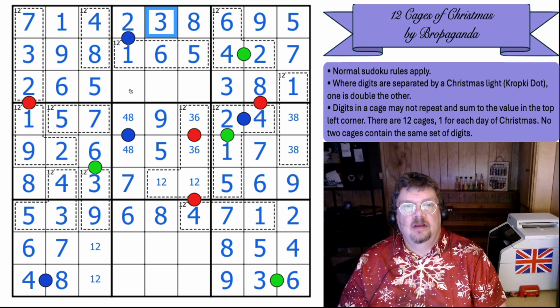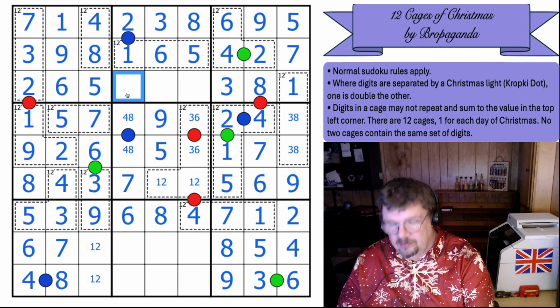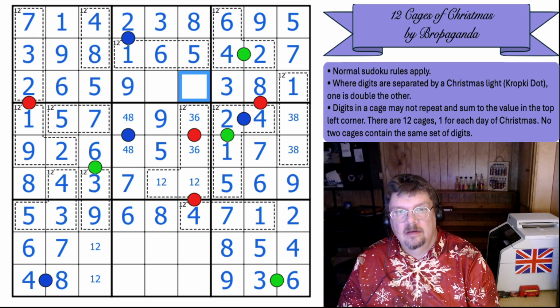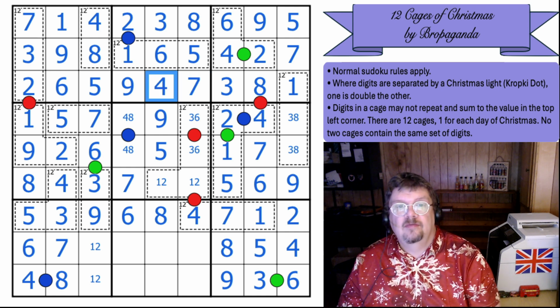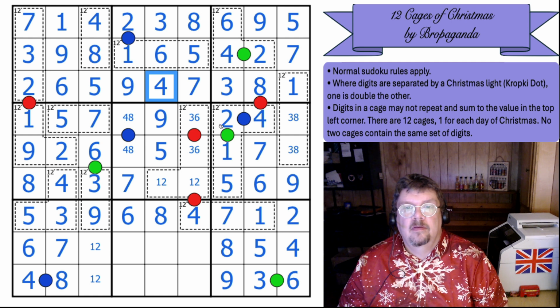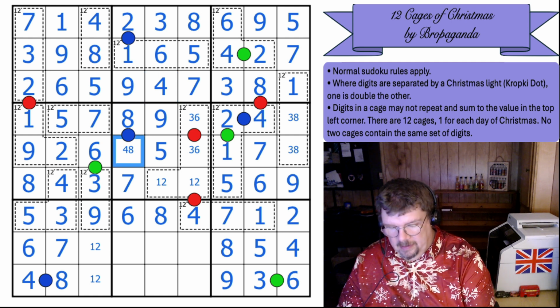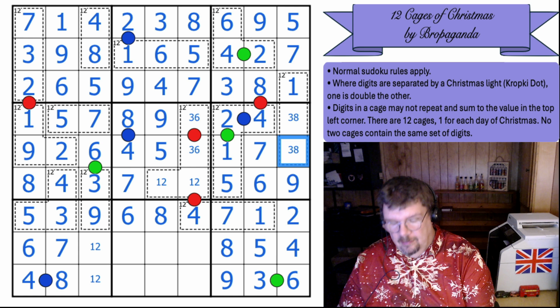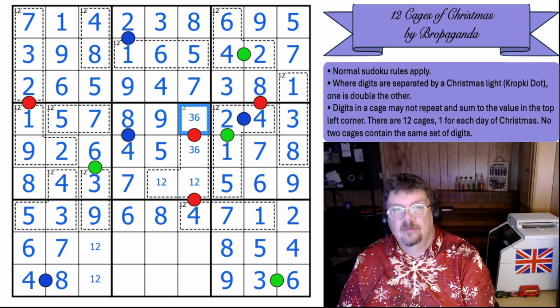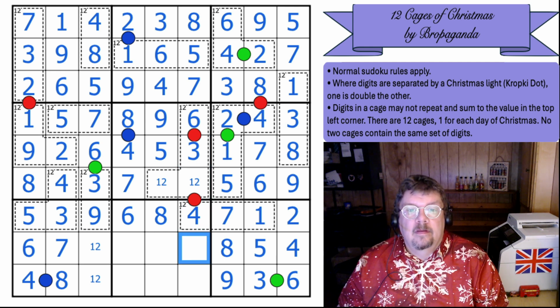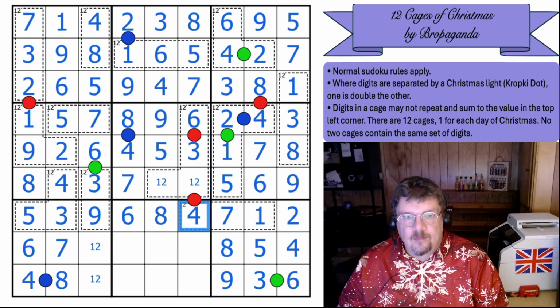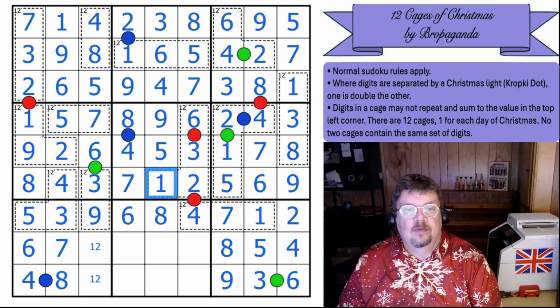4, 7, 9. That can't be 4 or 7, so that's 9. That can't be 4, so that is 7, and that's the 4. This 4 here resolves our 8 and 4, which resolves our 8 and 3, which resolves our 6 and 3. And that 4 resolves the 2 and the 1.